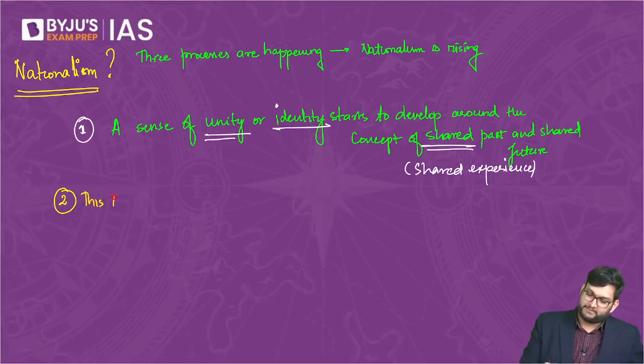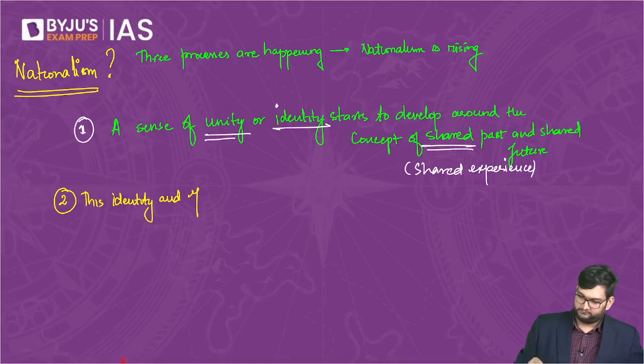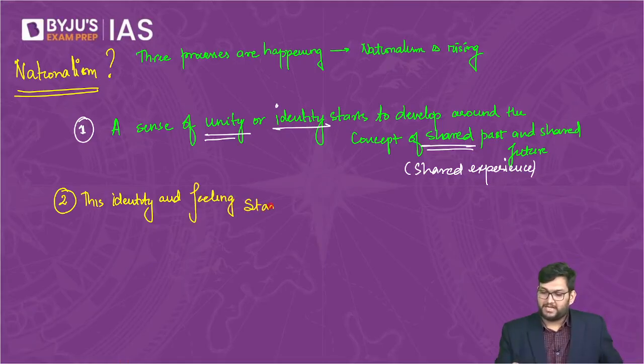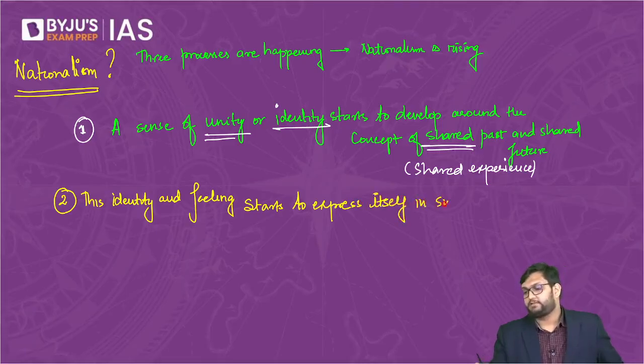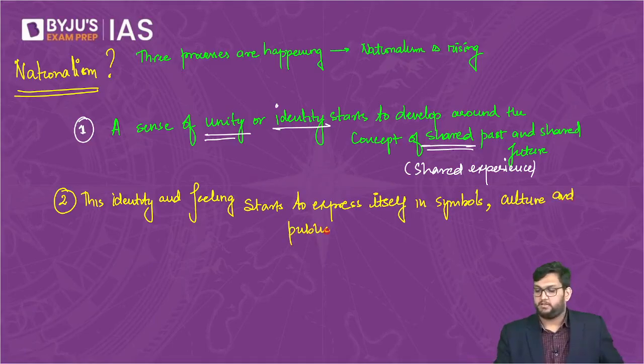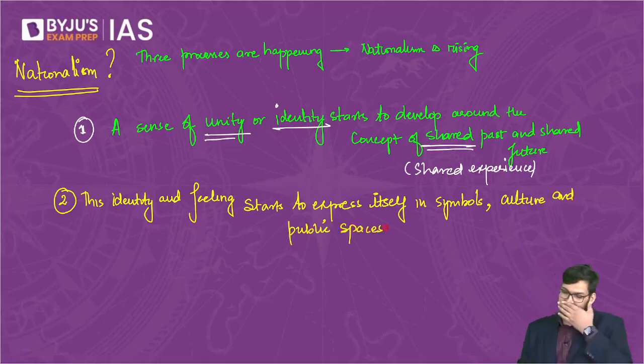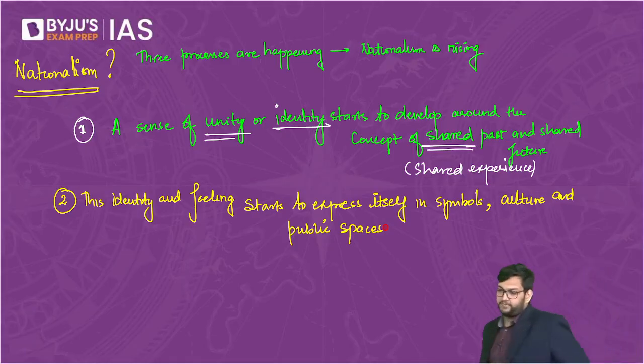this identity and feeling starts to express itself in symbols, culture and public spaces. Give me an example of a symbol of our identity and feeling. Give me a symbol.